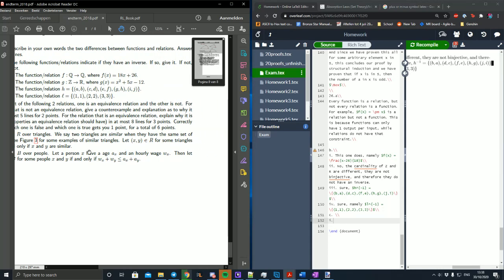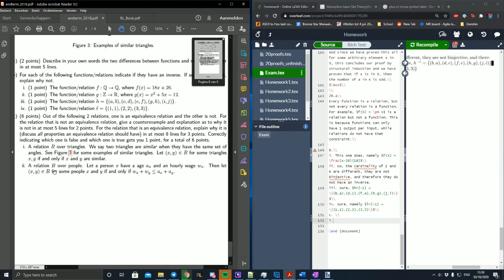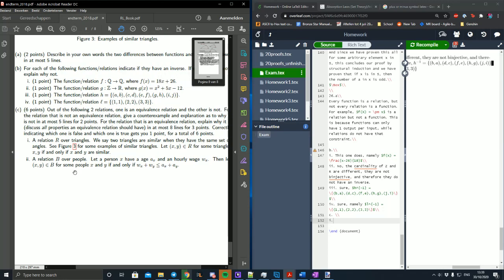Let x and y be in R for some triangles x and y, if and only if x and y are similar triangles. B, a relation B over people. Let a person x have an age of ax and an hourly wage of wx. Then let x and y be in B for some people x and y, if and only if the sum of the wages is less than or equal to the sum of their ages. What?